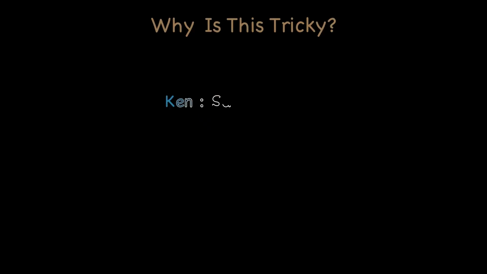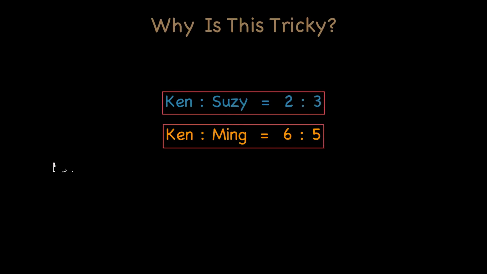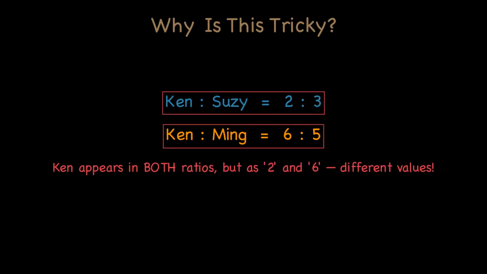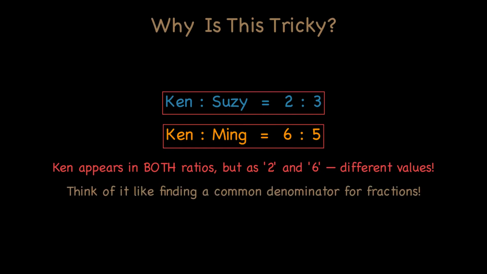Here's why combining ratios is tricky. We have Ken to Susie equals 2 to 3 and Ken to Ming equals 6 to 5. Ken appears in both ratios, but he has different values, 2 in the first and 6 in the second. So we can't just stick the numbers together. This is just like when you add fractions and need a common denominator. We need to make Ken's value the same in both ratios before we can combine them. The tool we use is the lowest common multiple, or LCM.